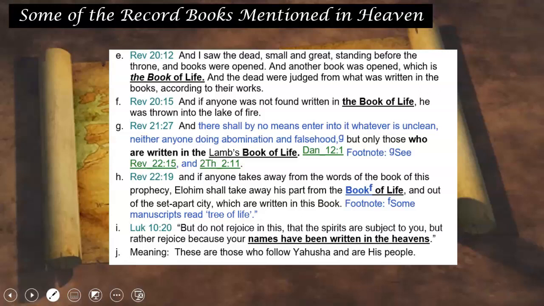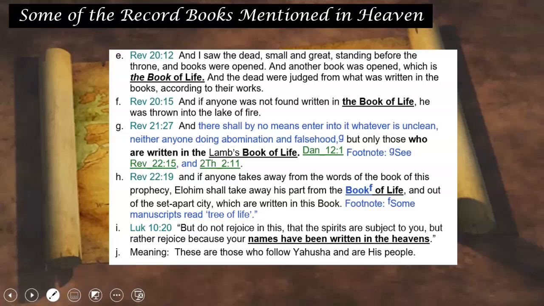So without Yahusha HaMashiach, the dead are judged only by their works. And we know that's not good enough. For all of us have sinned and fallen short of the glory of Yahweh. There is only one way to come out of this beast world into his presence, and that is by being washed by the blood of the Lamb.